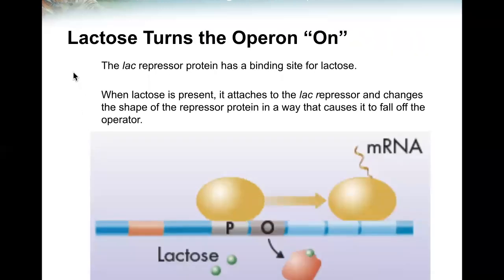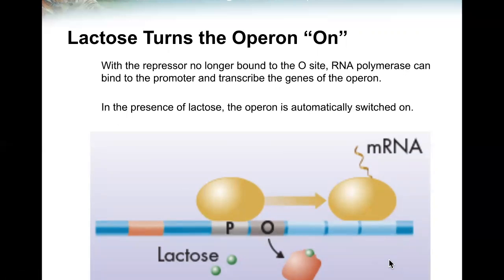The lac repressor protein has a binding site for lactose. When lactose is present, it attaches to the lac repressor and changes the shape of the repressor protein in a way that causes it to fall off the operator. Lactose attaches to the repressor and it disconnects from the operator so that it does not stop transcription. When the repressor is no longer bound to the O site, the RNA polymerase can bind to the promoter and transcribe the genes of the operon. In the presence of lactose, the repressor releases so that the RNA polymerase can continue to transcribe.